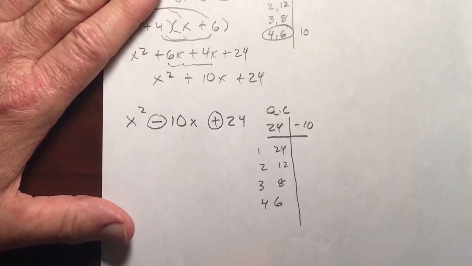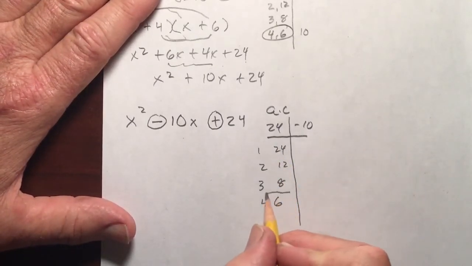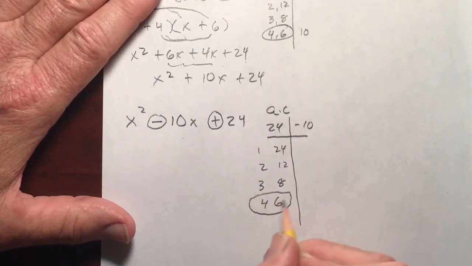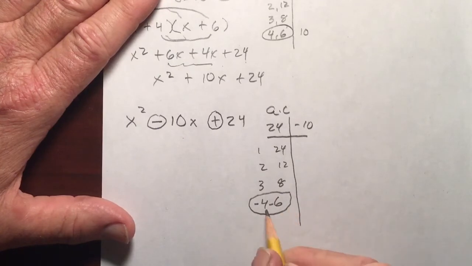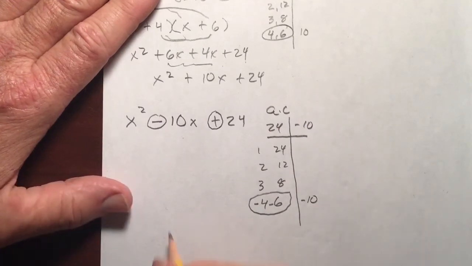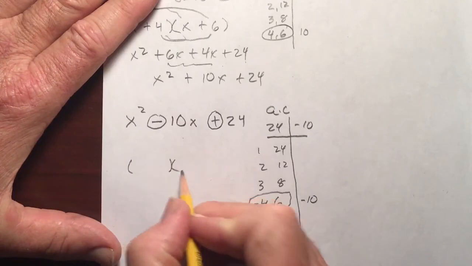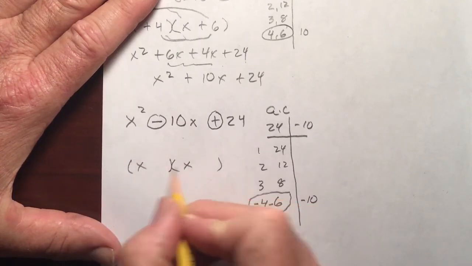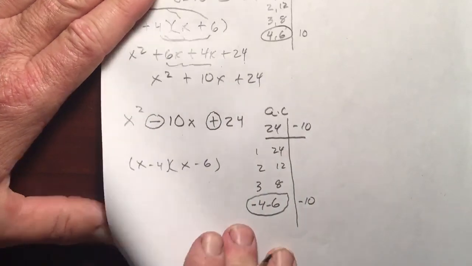So I'm going to do the same thing. Which one of these adds up to negative 10? Well, it's going to be this pair right here. The difference between this one and that one is that these are both negative. So when you multiply these, you get positive 24, and when you add them up, you get negative 10. Then we just plug them in. I put my parentheses here: x minus 4, x minus 6. We're done.